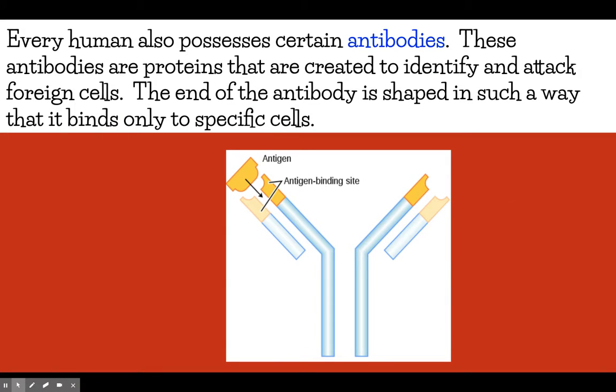Every human also has certain antibodies. Anti kind of means against, right? So we already get the sense we're fighting something. Antibodies are proteins that are created to identify and attack cells that your body perceives as foreign. Like they are not self, meaning they're not natural to you, and they need to be destroyed to keep you safe. The end of the antibody has the spot that binds onto those antigen name tags.